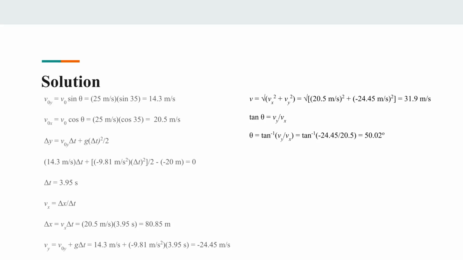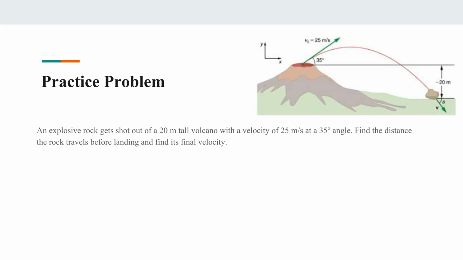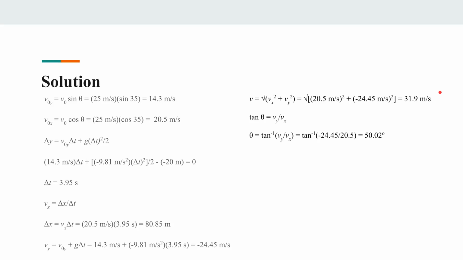Now again, you can use a tangent ratio if you want. You can use a sine ratio. I just prefer tangent equals Vy divided by Vx. That'll just give you a theta equal to the inverse tangent of Vy over Vx, which is the inverse tangent of negative 24.45 divided by 20.5, which is negative 50.02, or very close to negative 50 degrees. So this theta will be negative 50 degrees, below the horizontal.